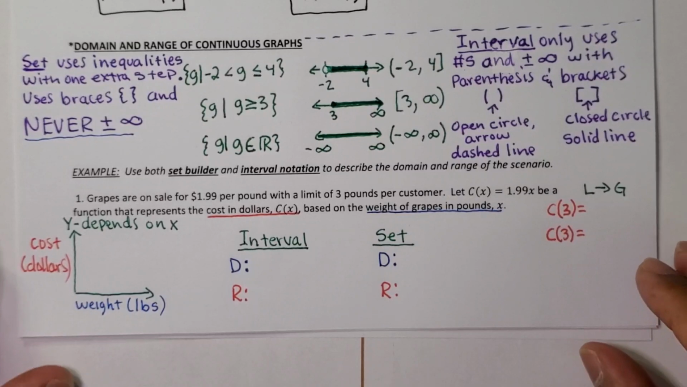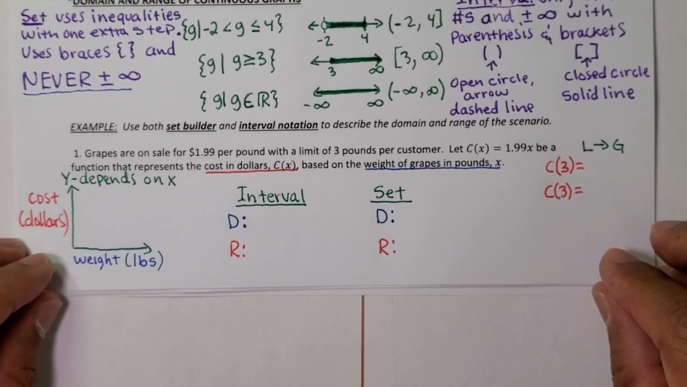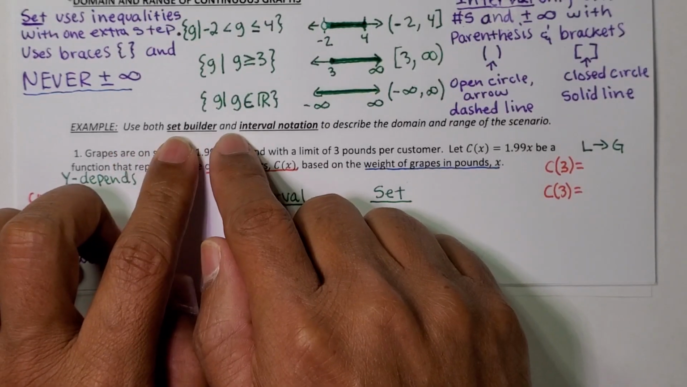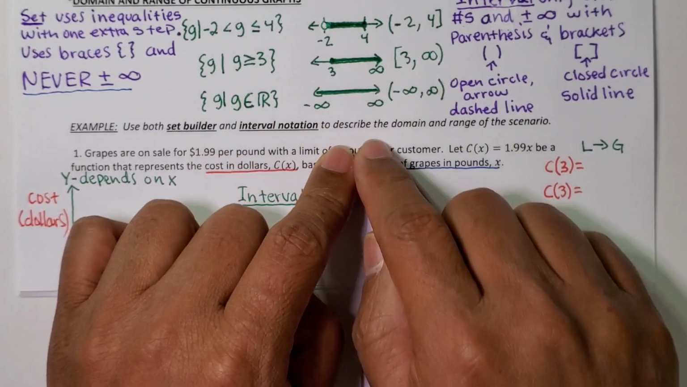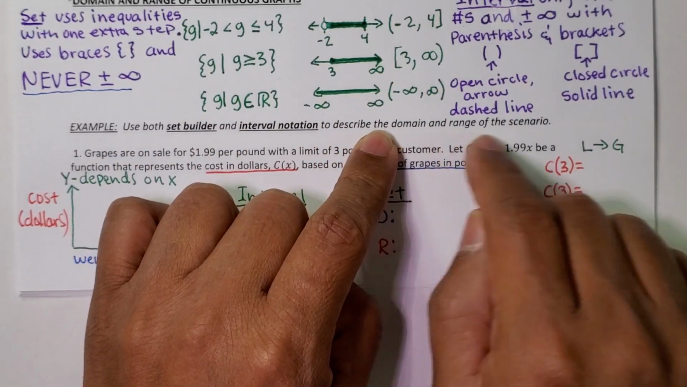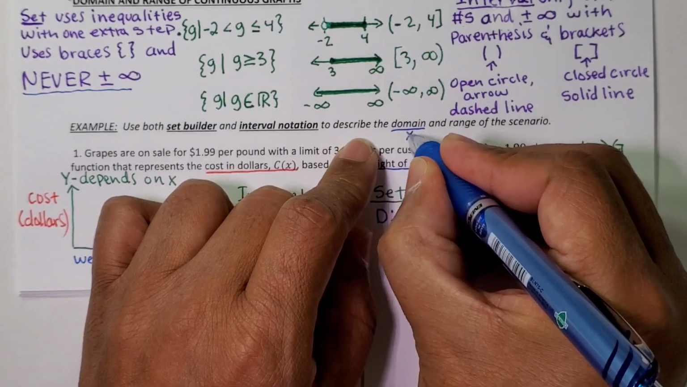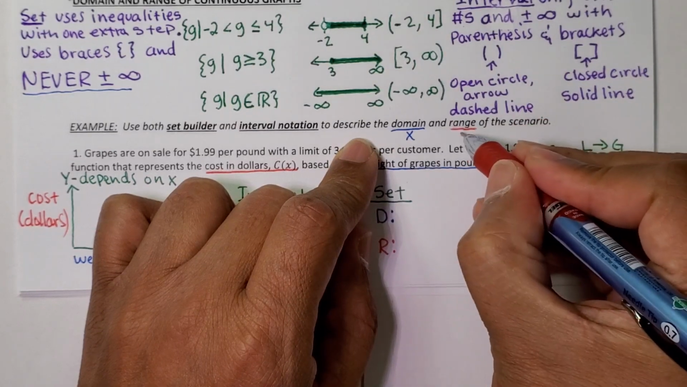All right, so let's move on to the last example on this video. Okay, and this is a word problem. So, use set builder notation, which is this, and interval notation, which is this, to describe the domain and range of the scenario. So don't forget, domain is all the x values, and range is all the y values.